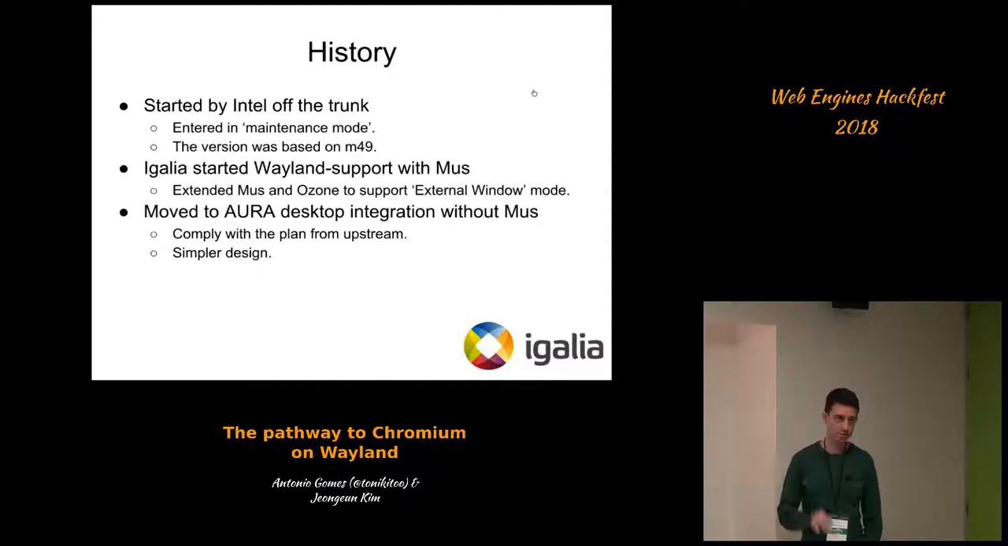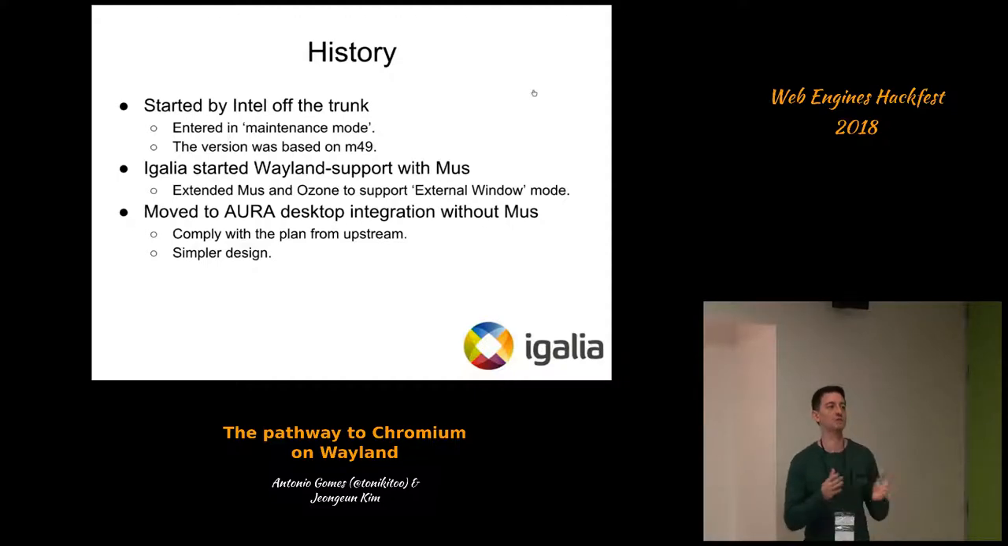Just to give an idea of the timeline, when it entered this maintenance mode, we were on Chromium M49, which I think means end of 2015 or so. To give an idea, the stable branch now is Chromium 70, I guess? 69? Yeah, 69. So it's 20 milestones ahead of where we were when they actually dropped the project. There was some effort from people who took Intel's branch and rebased it for their own projects. But it was not official. It was an isolated effort by specific companies.